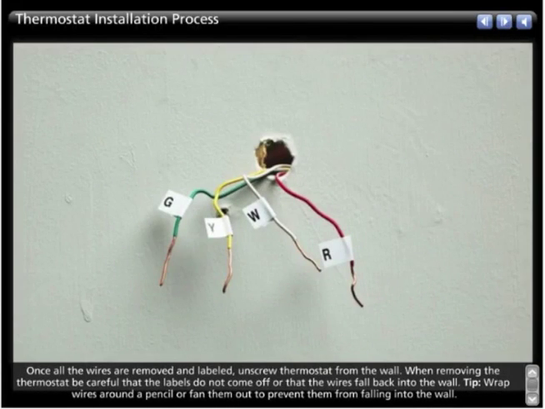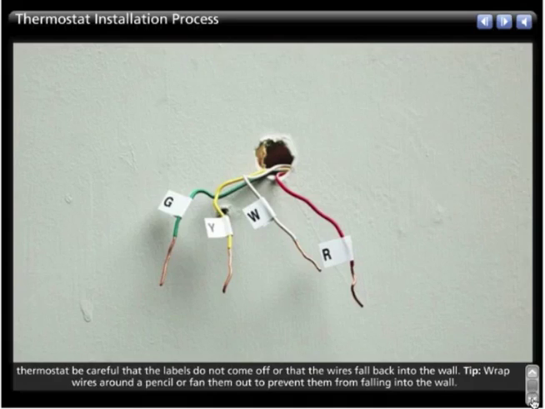Once all the wires are removed and labeled, unscrew the thermostat from the wall. When removing the thermostat, be careful that the labels do not come off or that the wires fall back into the wall. Here's a tip. Wrap the wires around a pencil or fan them out to prevent them from falling into the wall.